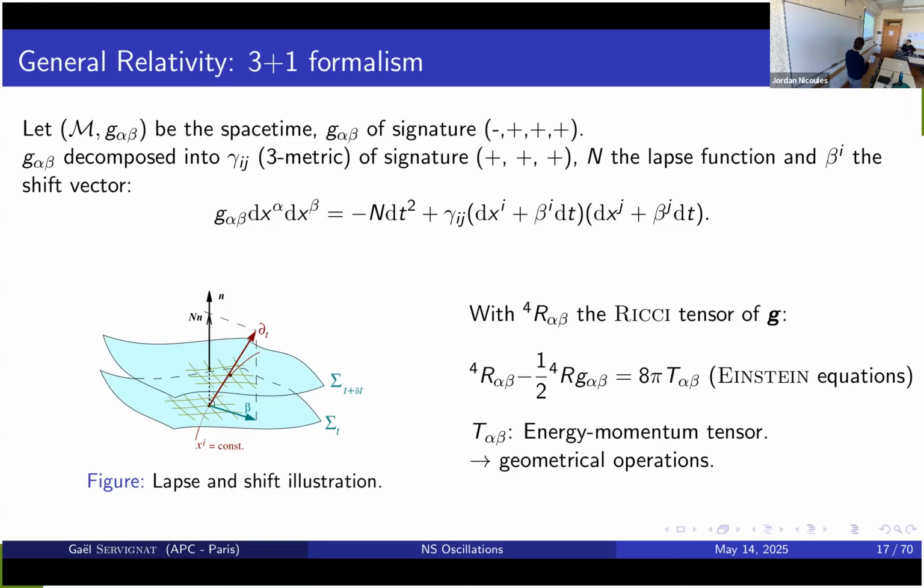And then there are some quantities, like this N, which is the lapse function, and beta, which is the shift vector, that tells you geometrically how to go from one slice to the next. And this is really useful because you separate time and space, and this allows you to naturally perform numerical simulations.